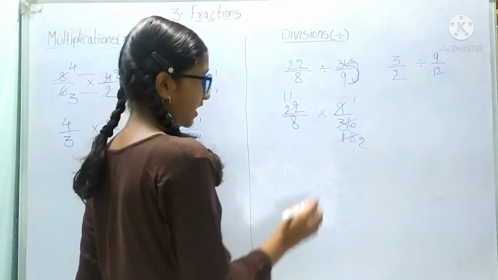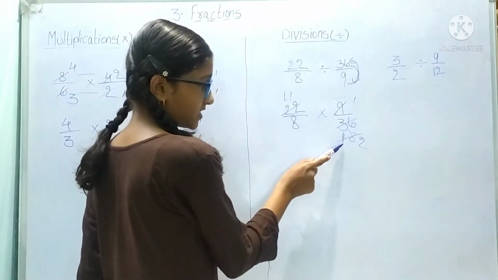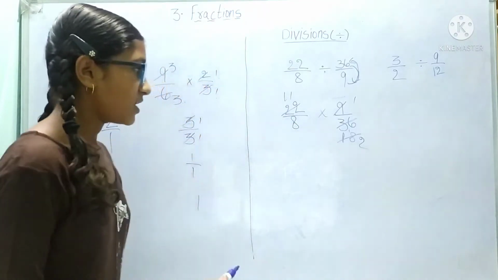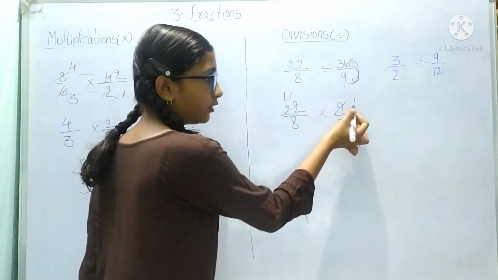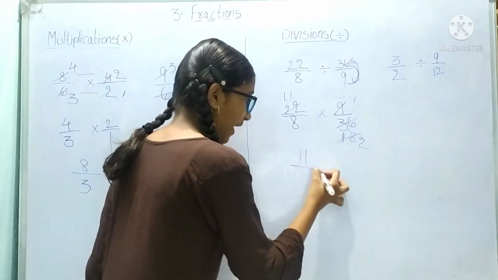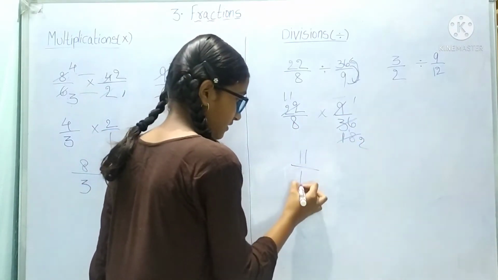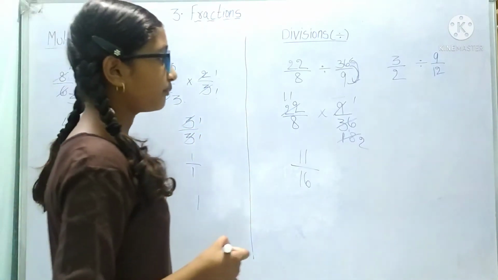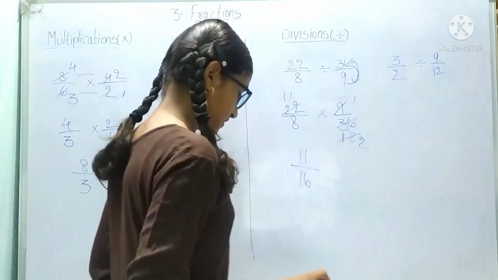So 2 eighteens are 36, 2 elevens are 22, and 9 ones are 9, 9 twos are 18. Remaining is 11 into 1, which is 11, by 8 into 2, which is 16. So 11 by 16 is the answer we got here. Now let's see the next one.